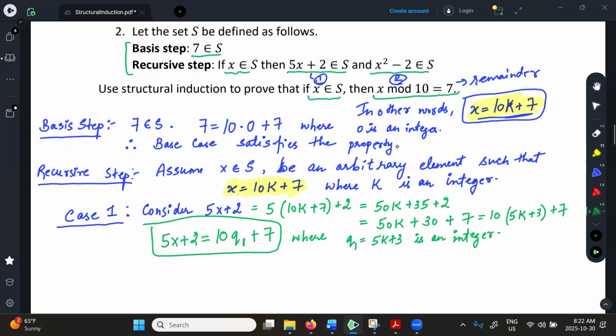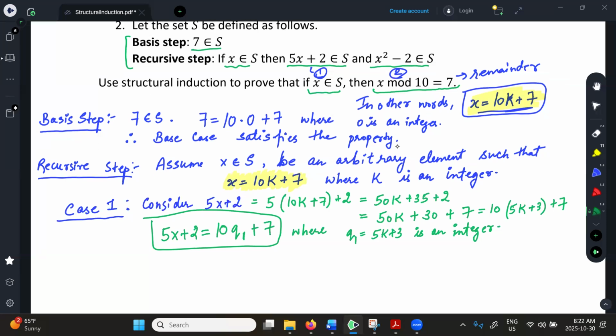I have to start considering the x square minus 2. So same thing, same manipulation you will do. Case 2, I'm going to consider the second way we are generating new elements. Again, the strategy will remain the same. Replace x with 10k plus 7, because that's the assumption. You have to use your x element that you assumed.